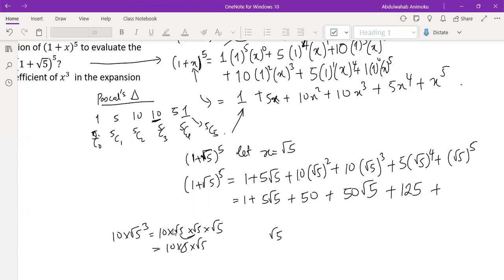So root 5 raised to the power 5, this will give us 25 root 5. So just check this thing out. So this is 25 root 5. Okay, brilliant. So what is next?